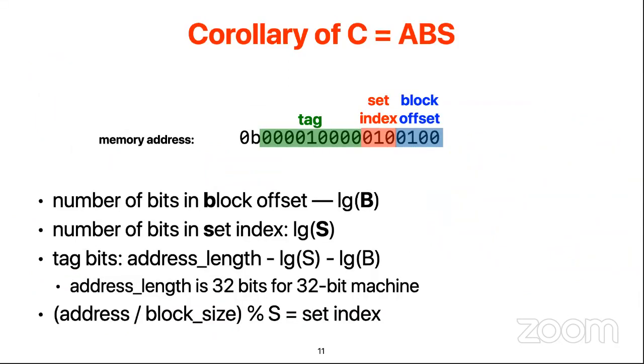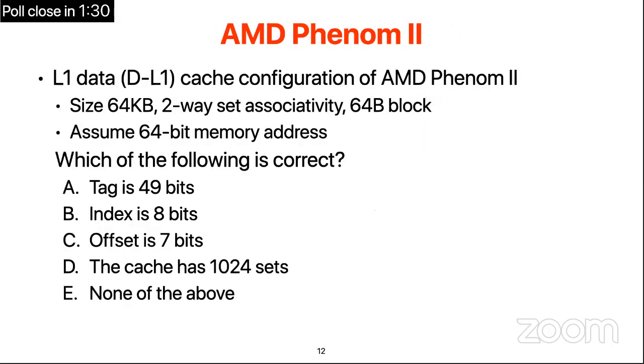And there are some corollaries here. Once you solve the ABS value, you can use log2 B to get the number of bits required in your block offset. You can use log S to get the number of bits required in your set index. And the number of bits you need in the tag would be the remaining bits in your address. So that's how C equal to ABS would work. So right now, I just want you to go through this question and have a practice of C equal to ABS real quick.